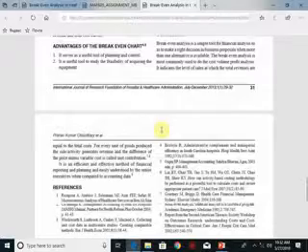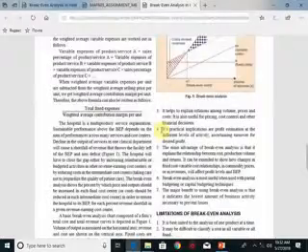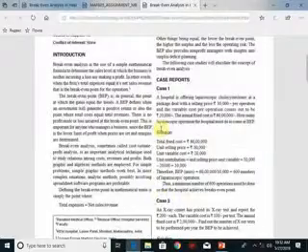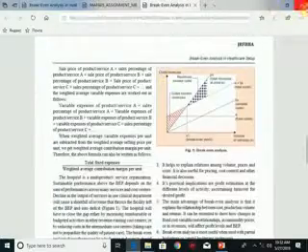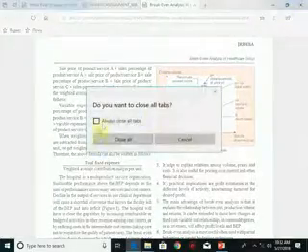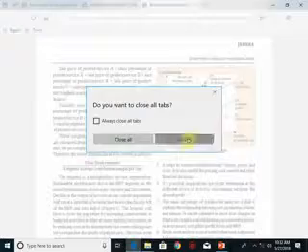So you can read the balance, which is available in the handout also. Then you can do question number 1 and question number 5.